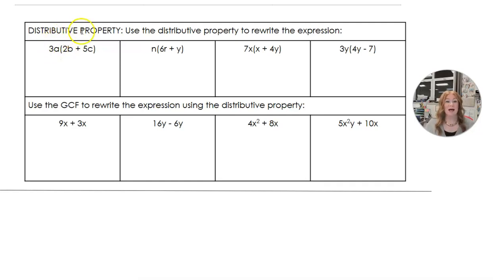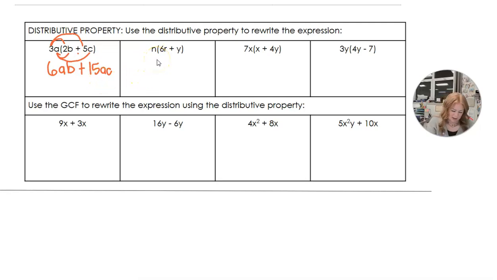We're going to multiply. So here we have 3 times 2 is 6, and then A times B is just AB, because we don't know what A and B are, it's just A times B, whatever they are. And then we're going to add 3 times 5 is 15, and A times C is AC. So here we have AB, and here we have AC. They're not the same, so that is as far as we can go. 6AB plus 15AC.